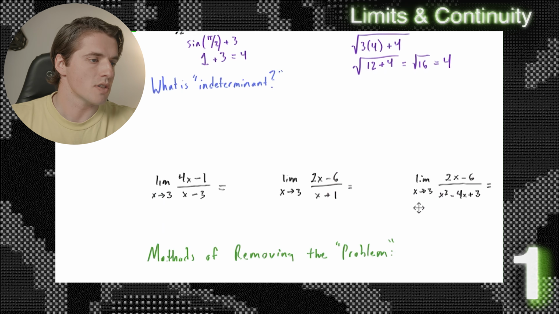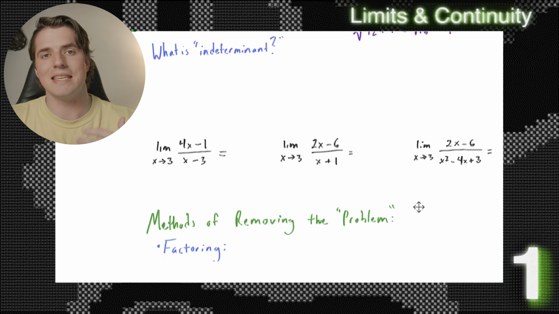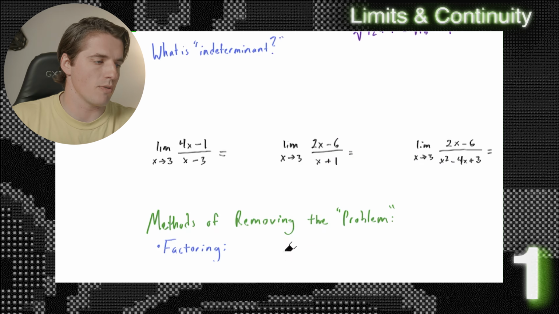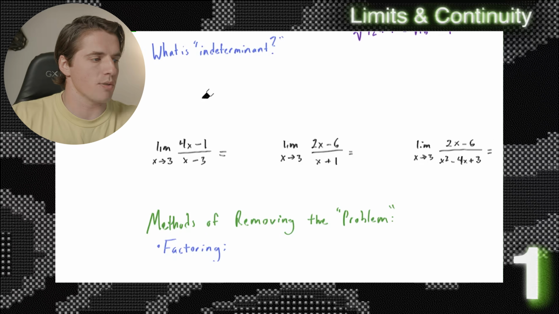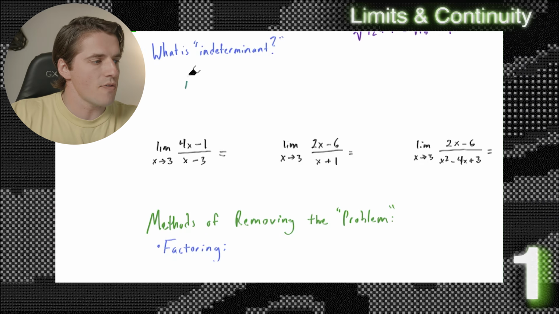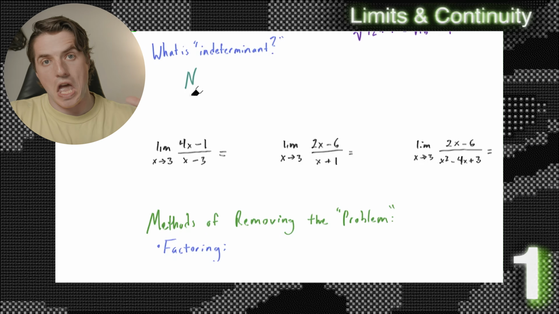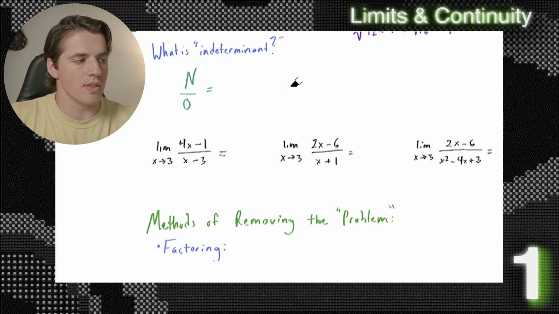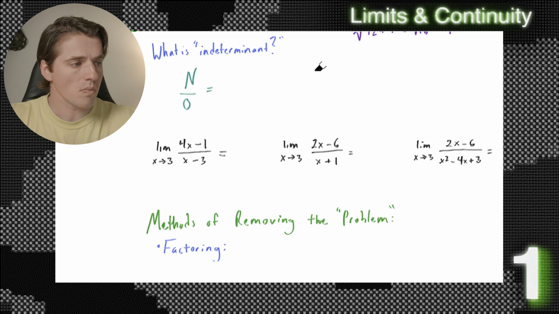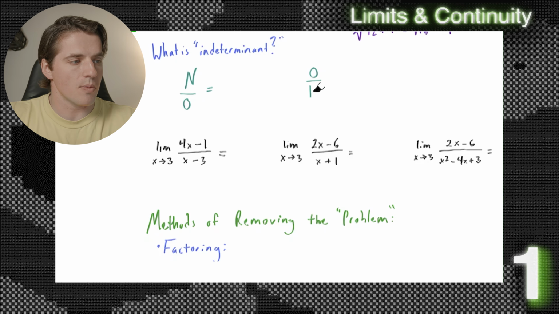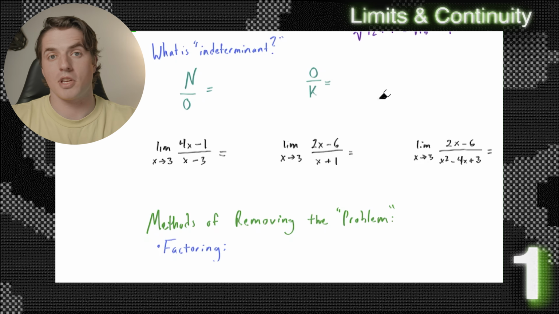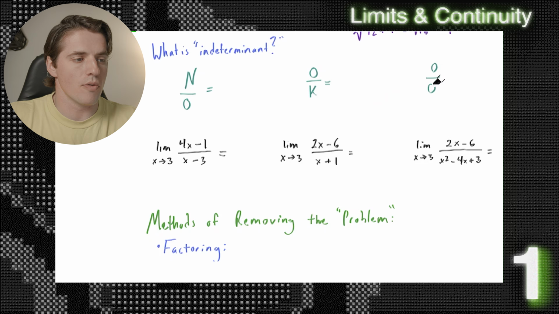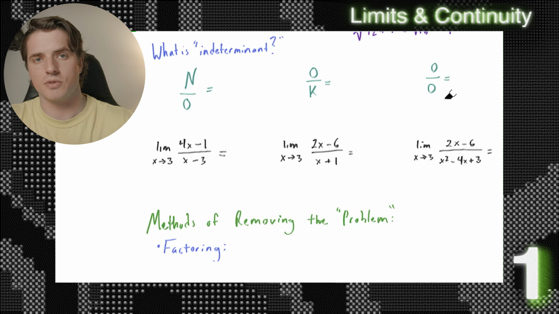Okay, next thing we're going to talk about is what is indeterminate. If you haven't seen this term before, let's talk about a couple other things. So if we have a number, let's say n, and we divide it by 0, I want you to think about what this is equal to. If we have 0 and we divide it by a number, I want you to think about what that is equal to. And then finally, if we had 0 over 0, what is that equal to?